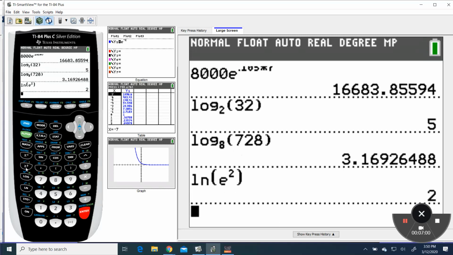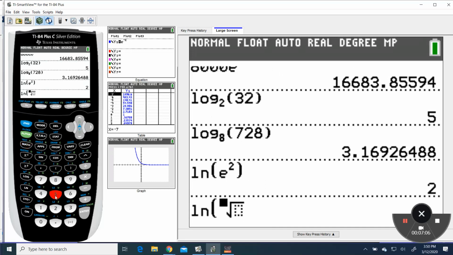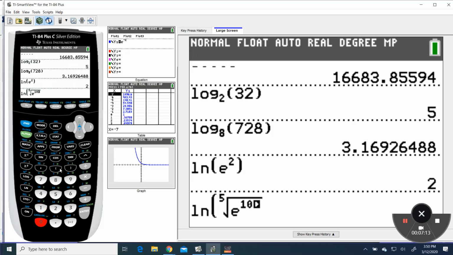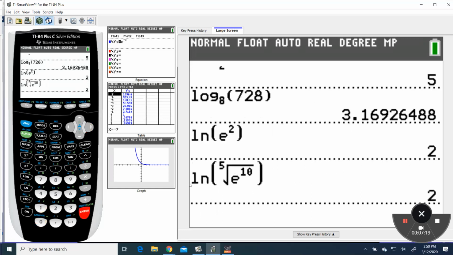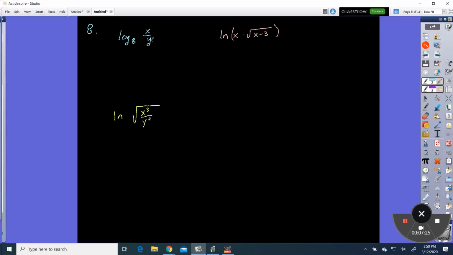You'd have to go ln, math, the 5th one, plug a 5 in there, second, excuse me, e to the 10, go outside of this, close your parentheses and hit enter. So either way you can do it, it'll tell you the answer. So that's number 7. Question number 8, you're supposed to expand this.